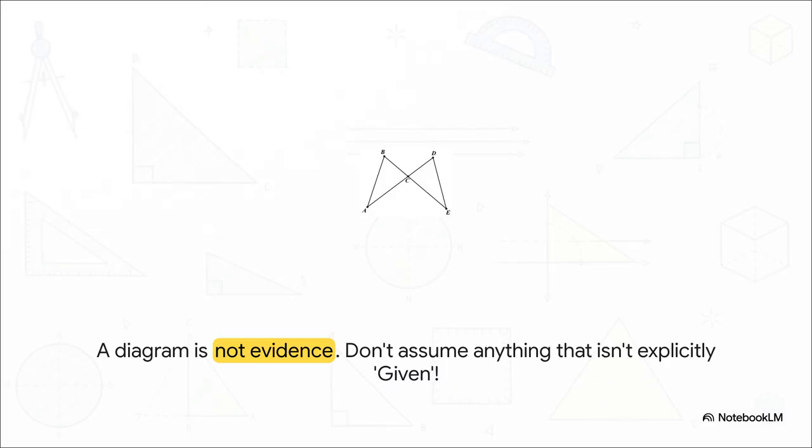Okay, this rule is huge. A diagram is not evidence. I'll say it again. A diagram is not evidence. A triangle might look like it has equal sides, but if there are no markings or it wasn't in the given info, you cannot assume a thing. You have to rely only on the facts you're given, not what your eyes think they see.